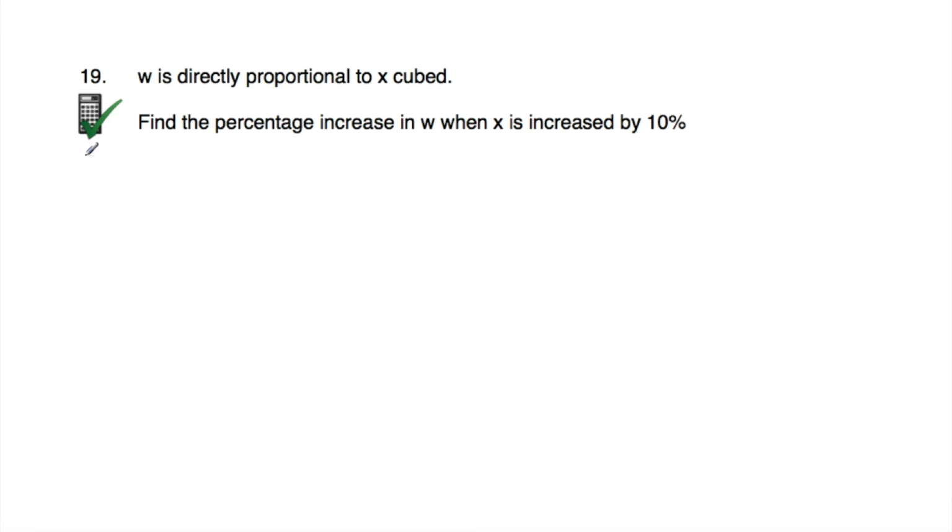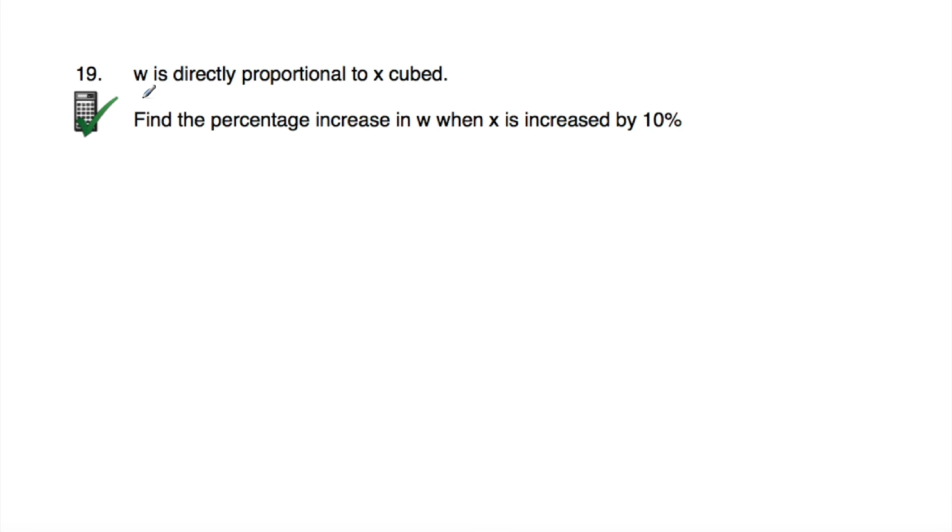Okay, let's have a look at our next question, question number 19. It says W is directly proportional to x cubed. That means we'd have W is equal to K times x cubed, so we're replacing the proportionality symbol with the constant of proportionality. And we've been asked to find the percentage increase in W whenever x is increased by 10%.